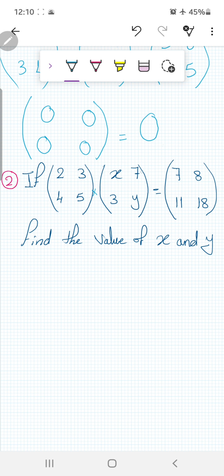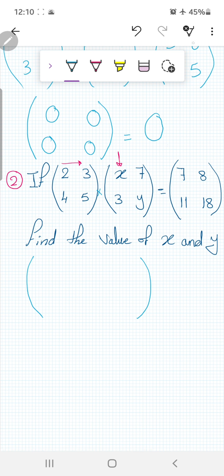First, simplify the multiplication. As we said, for multiplication, write the first matrix row and the second matrix column. Open a big bracket. Here, 2 times x, 2x, plus 3 times 3 equals 9. What about the second column? 2 times 7, 14, plus 3 times y, 3y.